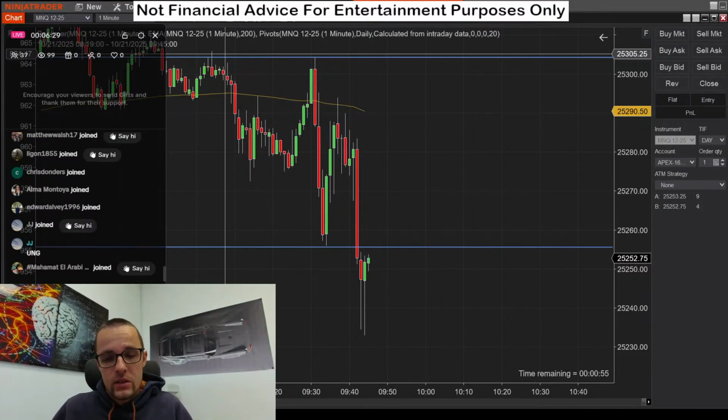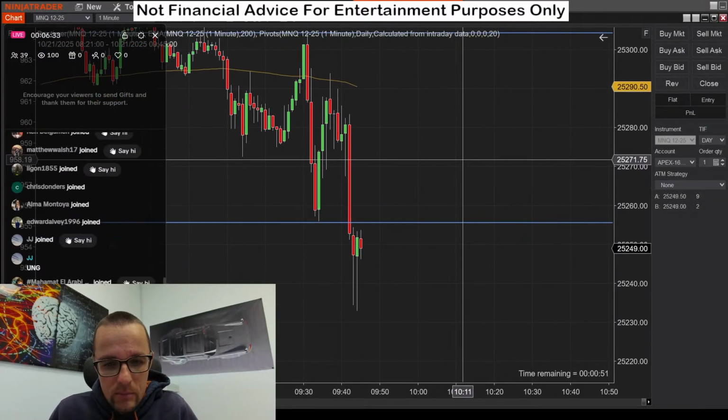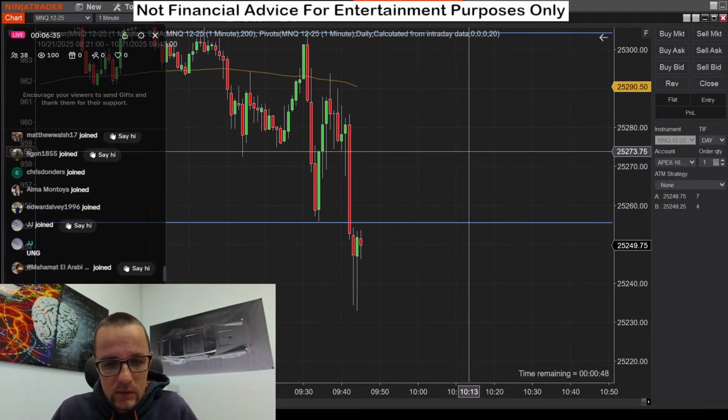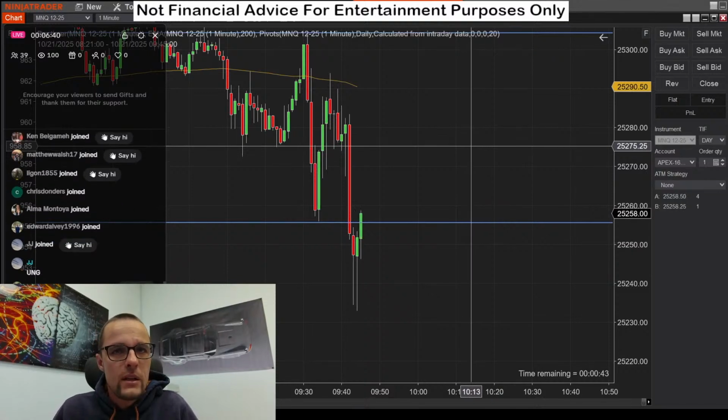Seeing what happens here. This is a critical area. This is going to kind of make or break. Are we going to keep dumping through the 5-minute low?